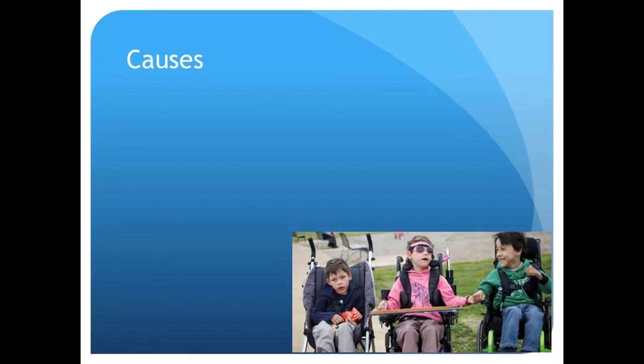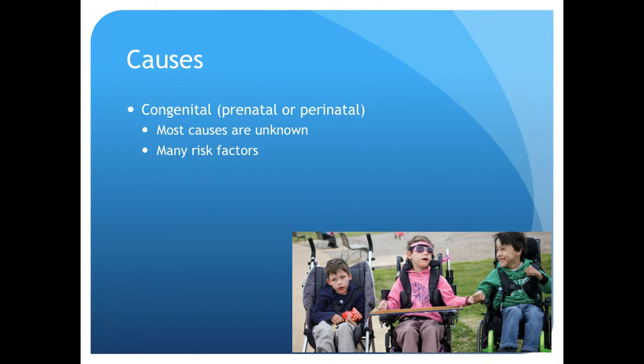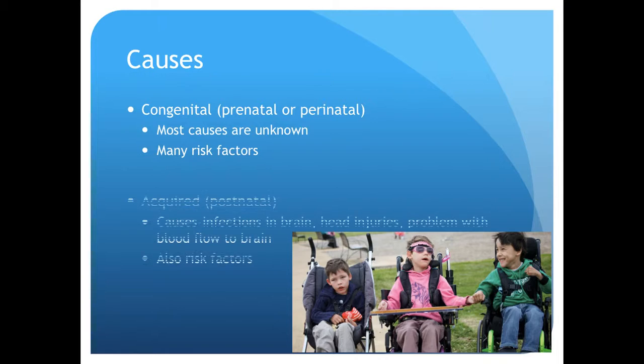Next, I'd like to talk about the causes of CP. There are two categories when referring to the causes, and the first one is congenital. This happens during prenatal or perinatal, which is before or during birth. Most of the causes are unknown, but there are many risk factors that can increase the chance of CP. Some risk factors include prematurity, low birth weight, blood clots, infection, and lack of oxygen.